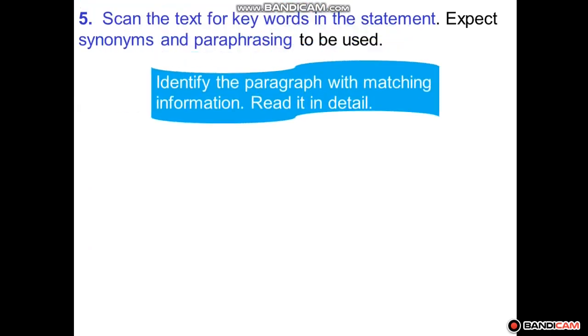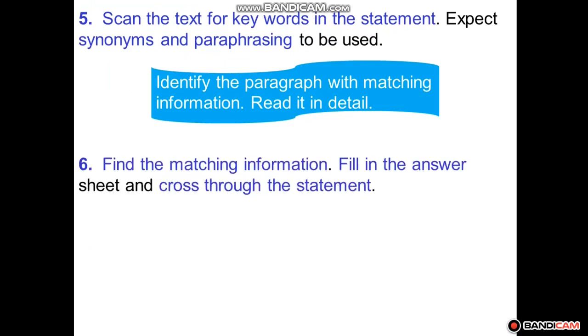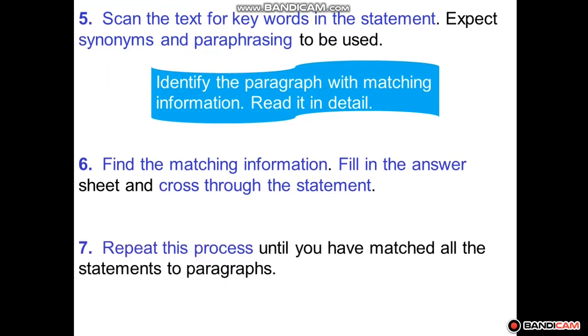Number 5, scan the text for keywords in the statement. Expect synonyms and paraphrasing to be used. Don't be oblivious of them. Identify the paragraph with matching information with the help of these words, which can have synonyms in the passage. Read it in detail. Don't be contented with a few lines here. Number 6, find the matching information, fill in the answer sheet, and cross through the statement, to eliminate the attempted ones and to facilitate yourself. Number 7, repeat this process until you have matched all the statements to paragraphs.